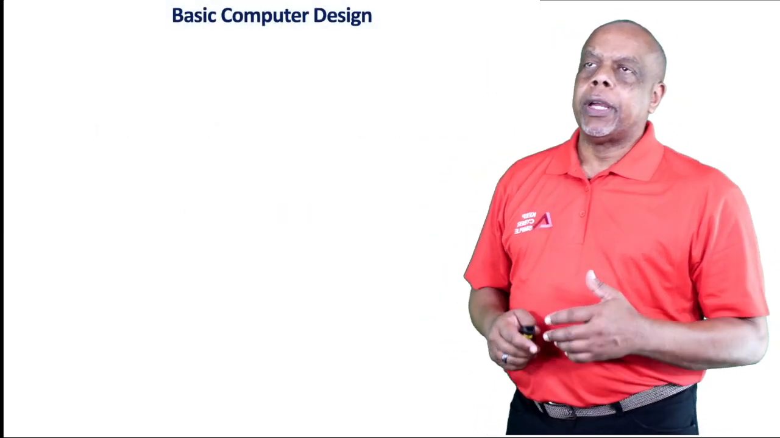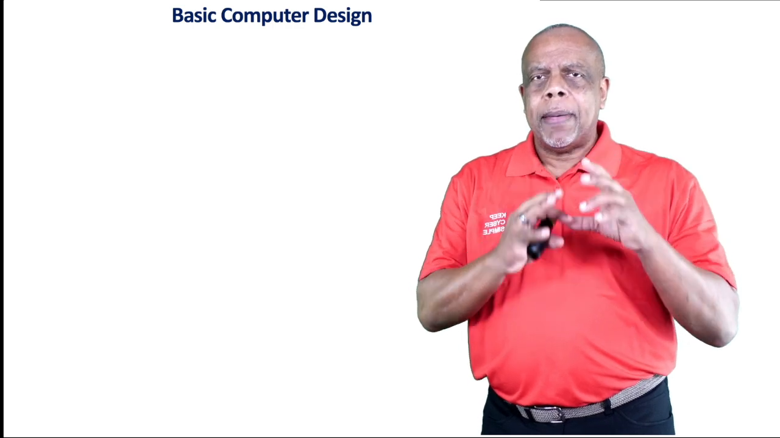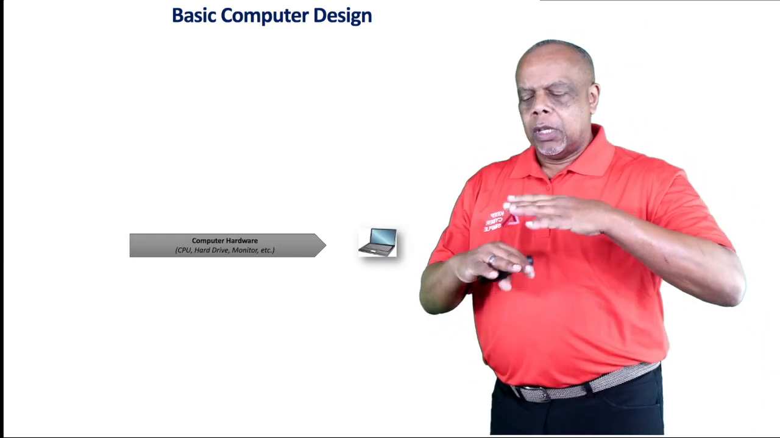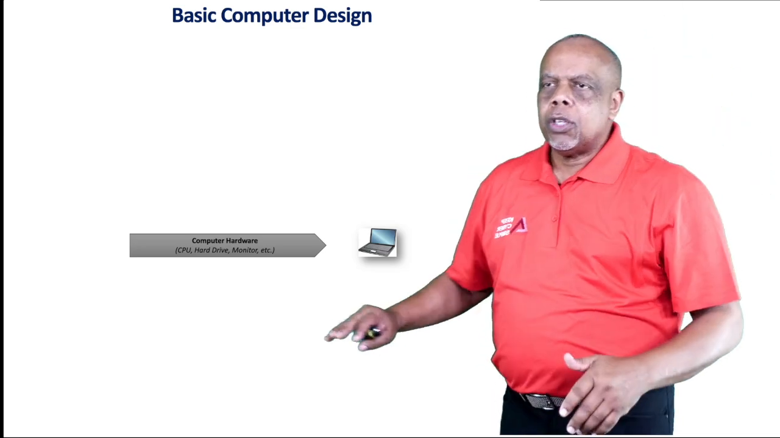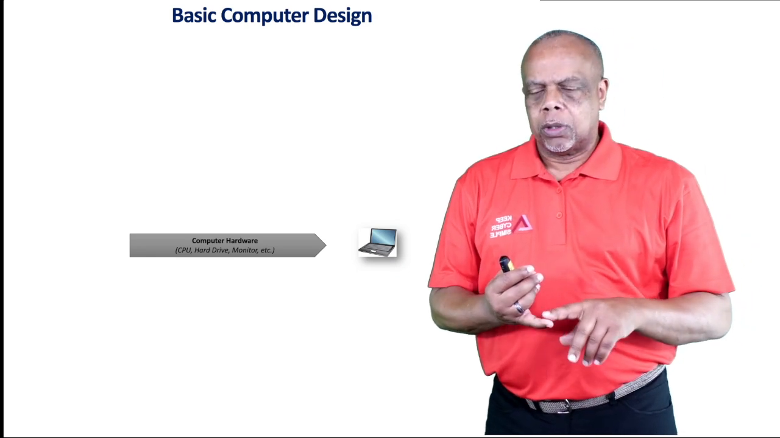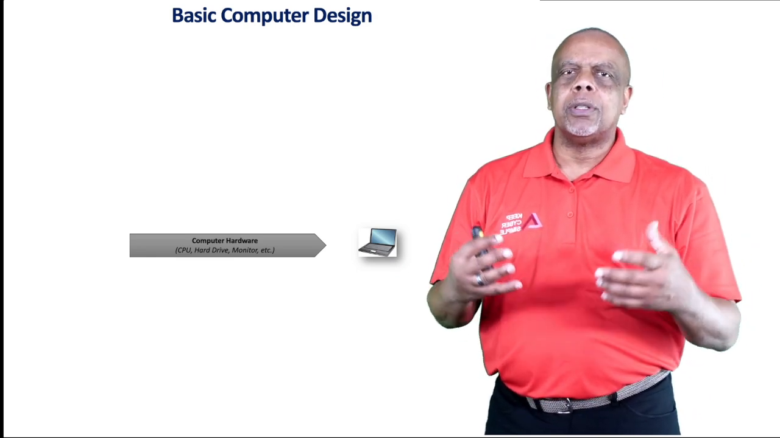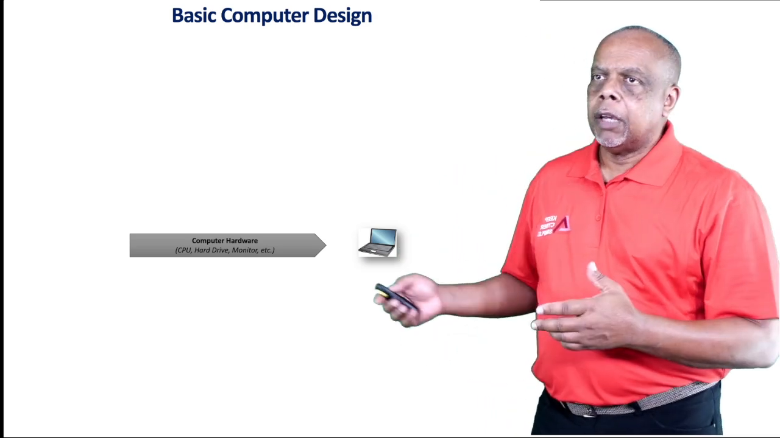When we think about hardware, one of the things I think is very important to understand is basic computer design. What am I talking about? Well, computers are built in a stack. They're built in a hierarchical fashion. You start here at the bottom with computer hardware. That is your CPU, your central processing unit, hard drive, your storage, monitor, all of those components that are part of the computing system.